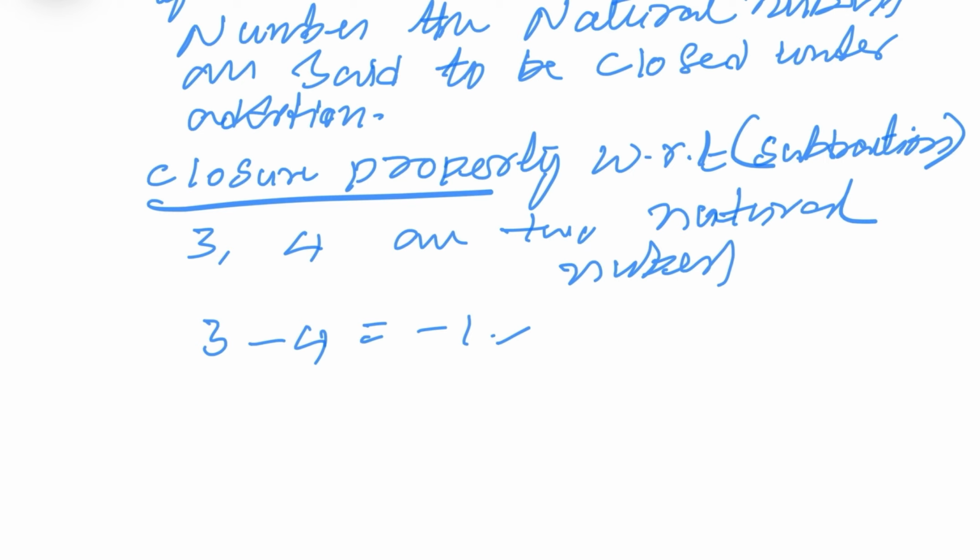3 and 4 are natural numbers, but when you do subtraction, the resultant minus 1 is not present in the set of natural numbers. So the set of natural numbers is not closed with respect to subtraction. If you take another example, 3 minus 3 is equal to 0, and 0 is also not present in the set of natural numbers.